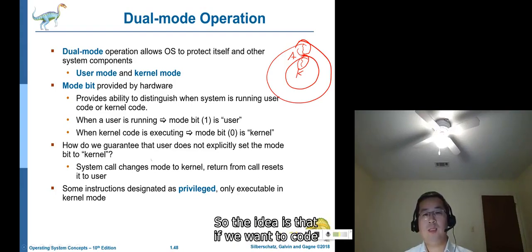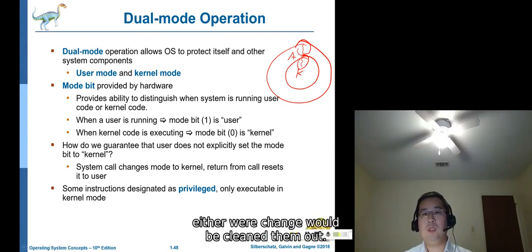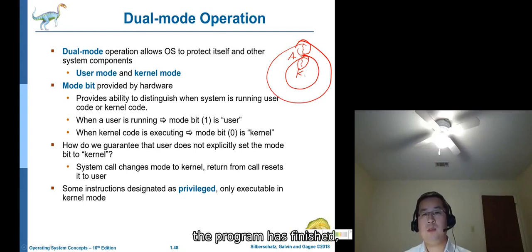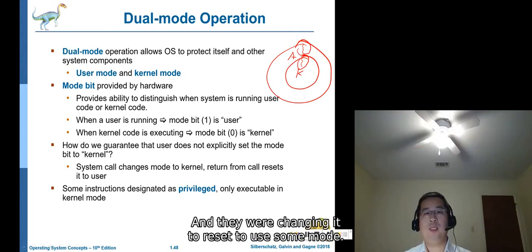So the idea is that if we want to call the system call, when you enter kernel mode, it will change to kernel mode. And during this stage, you cannot do anything. Only after the kernel mode program has finished, for example, putting something that has been done, you return, and then it is reset to user mode. So exactly like this one.